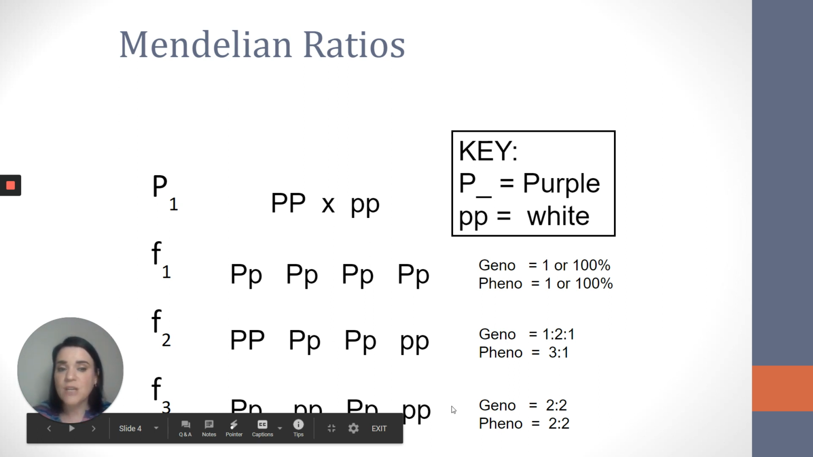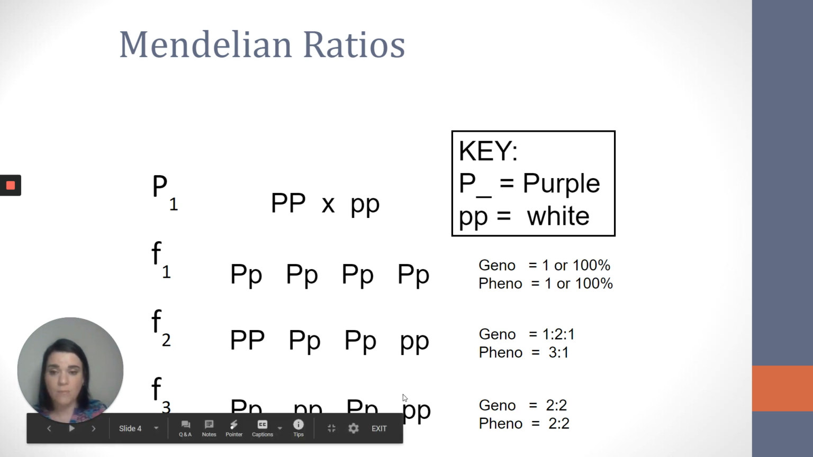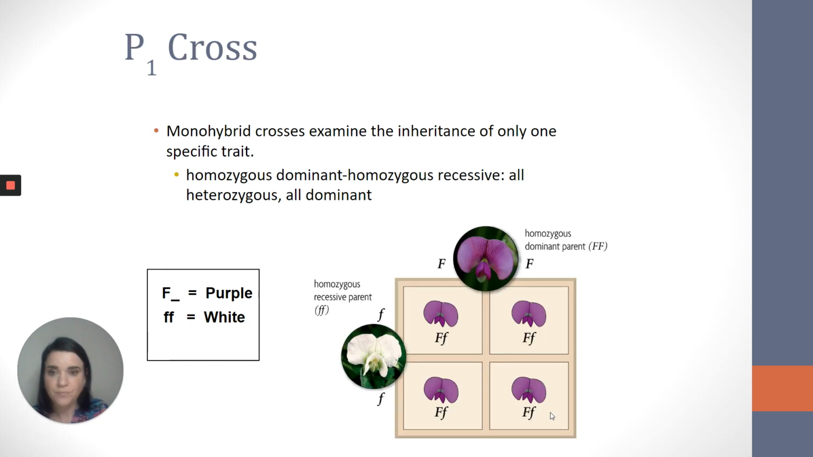This F3 generation would be an example of a test cross. When you cross two of these plants together, you don't know if one of them is homozygous dominant or heterozygous. So this F3 could be considered a test cross. We'll talk about that more later.